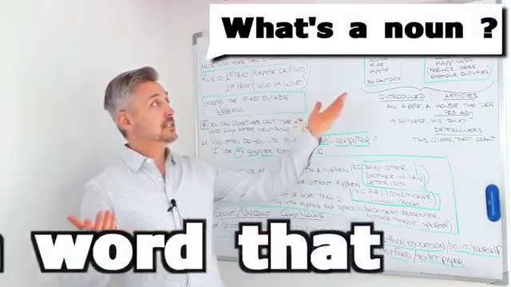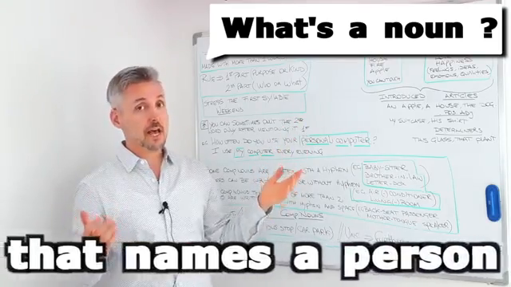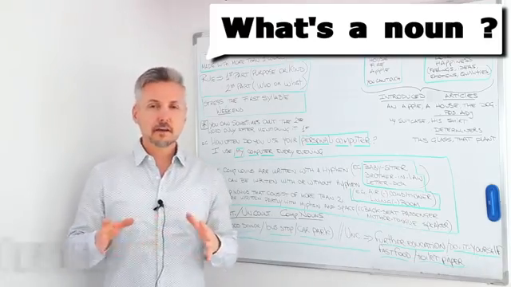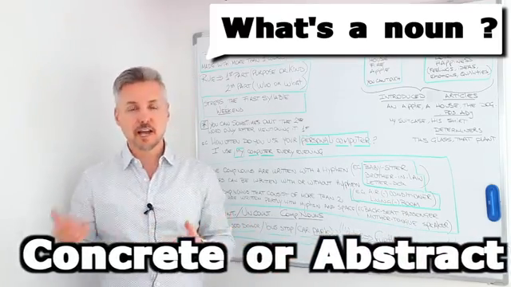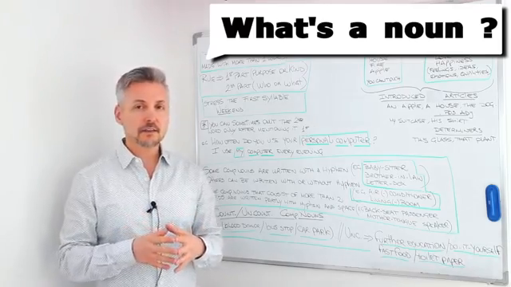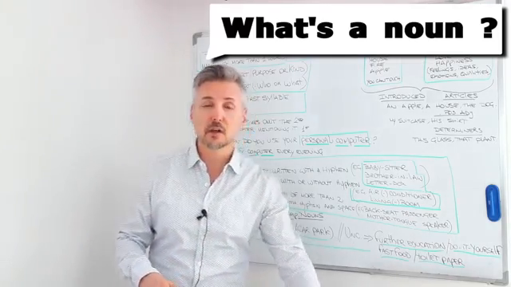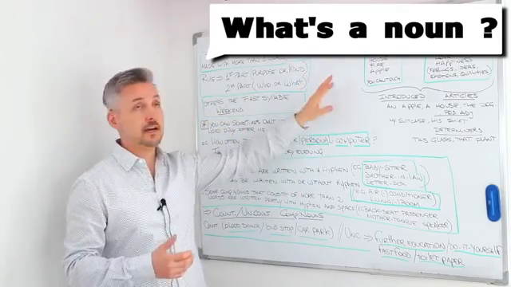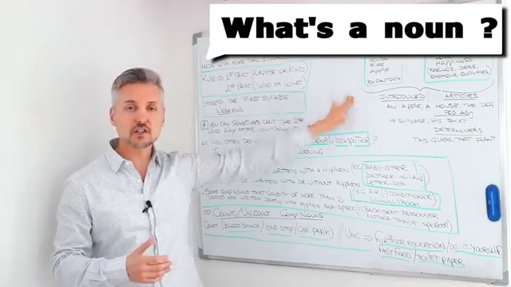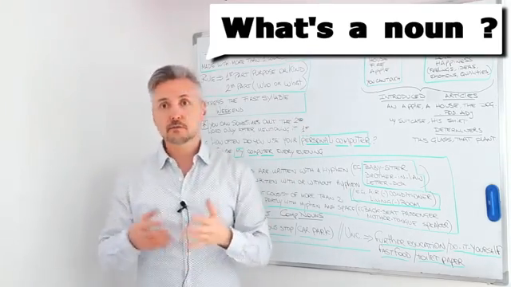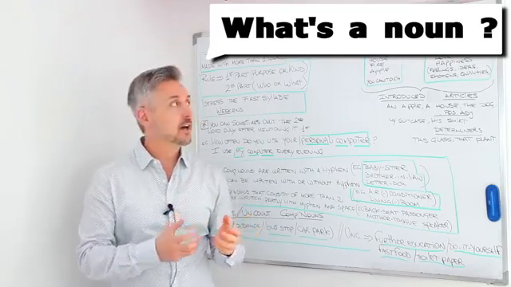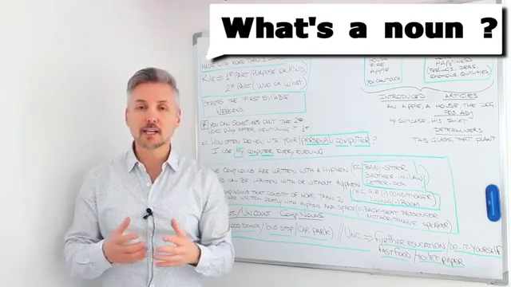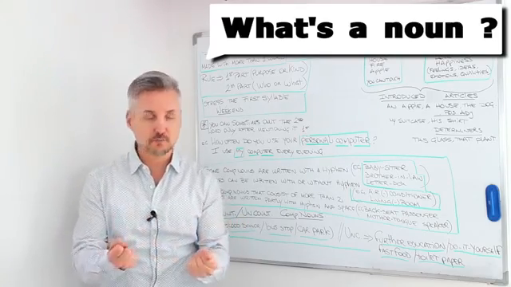A noun is a word that names a person, an animal, a place, an idea, or a thing. There can be concrete or abstract nouns. A concrete noun is something that you can touch. For example, a table, a whiteboard, a house, a fire, an apple. Things that you can touch. An abstract noun is, for example, nature, love, happiness. They're feelings, ideas, emotions, qualities, things that you cannot touch.